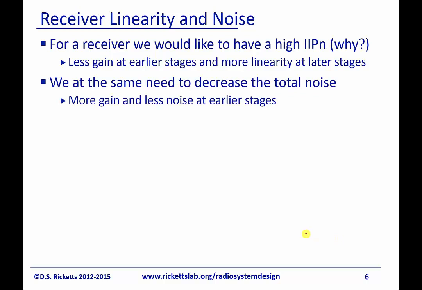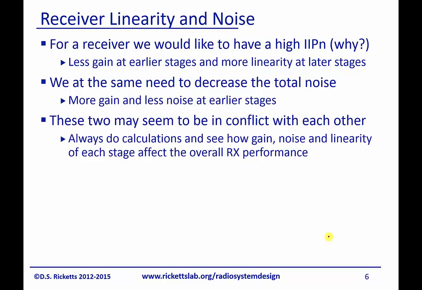But at the same time, we need to reduce the noise. And if you recall, the way to reduce noise in the system is to have high gain at the front. So we basically amplify the signal quickly and add less noise at the earlier stages. So we see that the gain sort of conflicts between linearity and noise. And what you need to do is simply do your calculations to make sure that you find the right balance in optimizing your system.